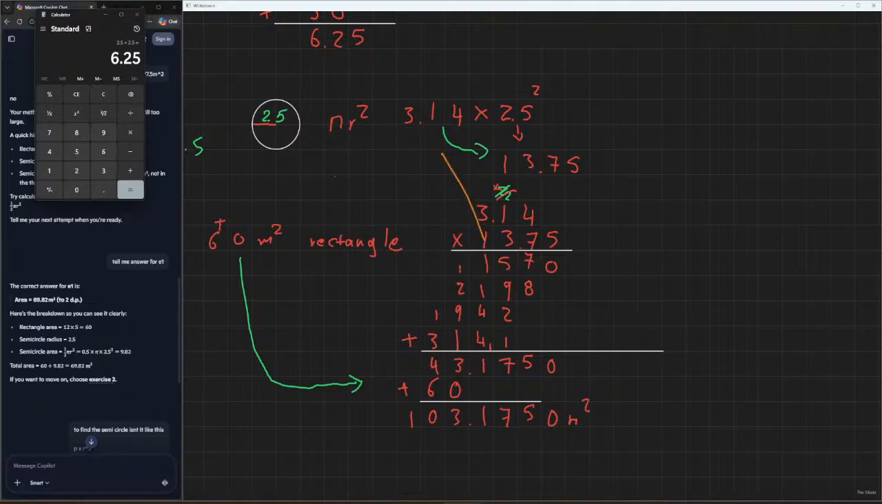So this was all wrong, almost like the right values but wrong. So we go again. 3.14 times 6.25.